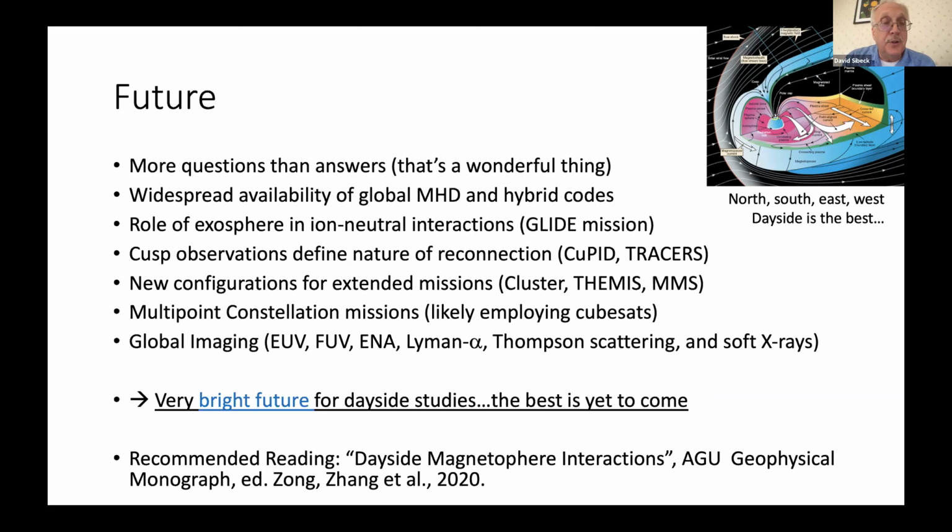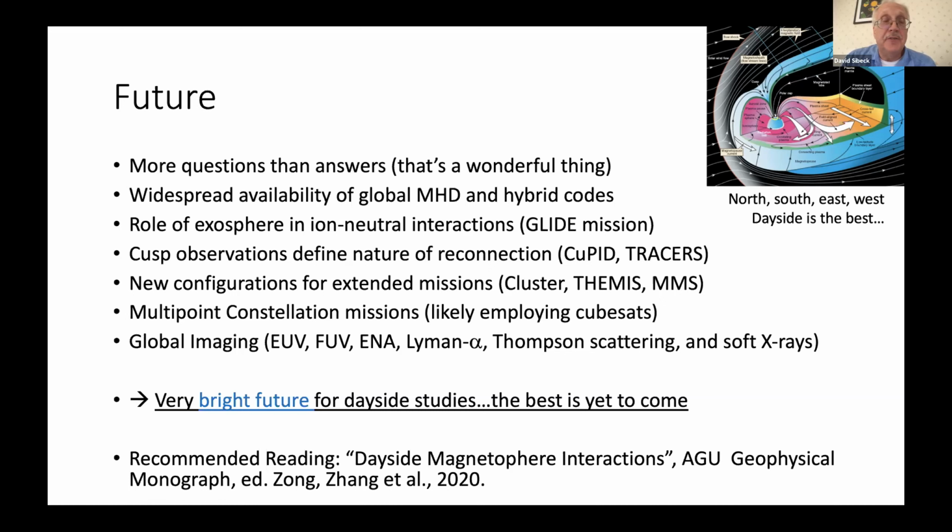We've got these two cusp missions coming up, CuPID and TRACERS, that are going to define the nature of reconnection, one by remote sensing, one by in situ measurements. The existing missions like Cluster, THEMIS and MMS, their orbits continue to evolve. There are new configurations that will help us better determine the properties of the outer magnetosphere.